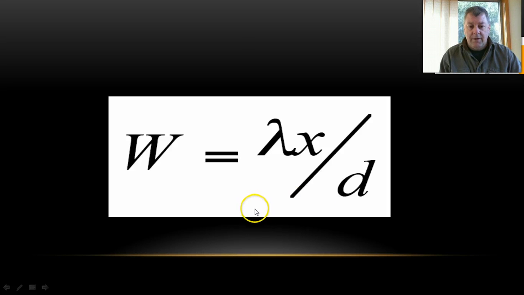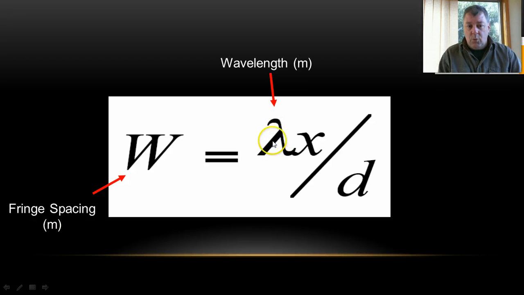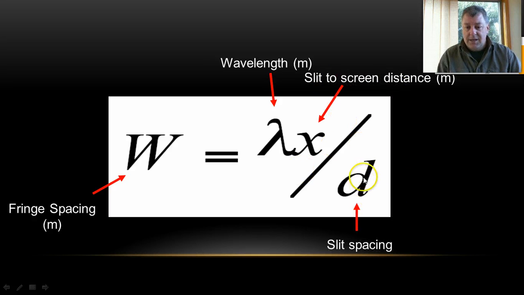However, we would recommend that you use the formula on your information sheet that we use here in Tasmania, and that's W equals lambda X on D, where W is the fringe spacing in meters, lambda is the wavelength in meters, X represents the slit to screen distance, and D is the slit spacing. So that's a little bit different from what we had in our textbook.